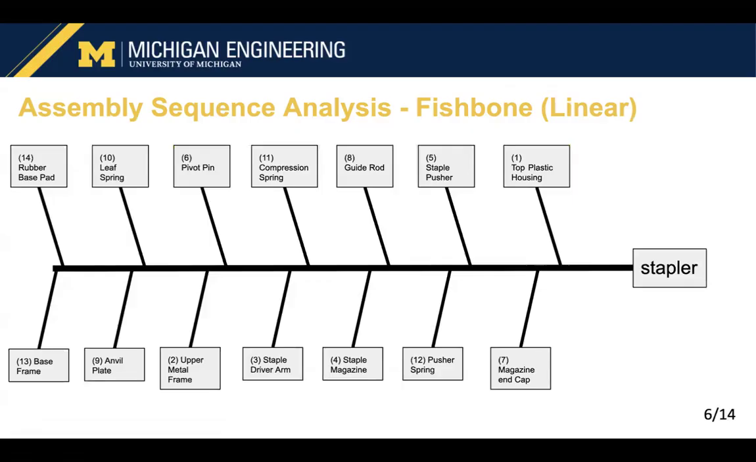Our second sequence is a linear build, everything assembled at a single station, one part at a time. We start with the base frame and stack upward through the pivot pin, driver arm, magazine internals, and finally the top housing. No sub-assemblies, just one growing stack.